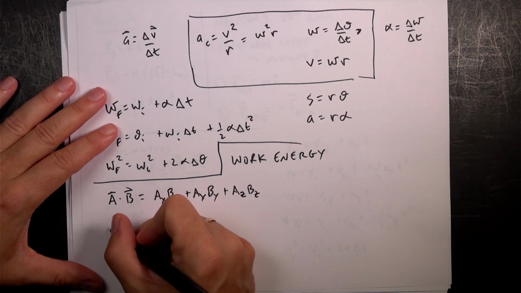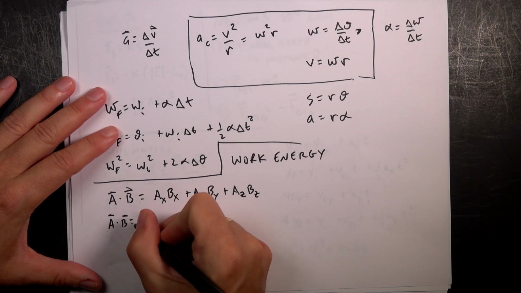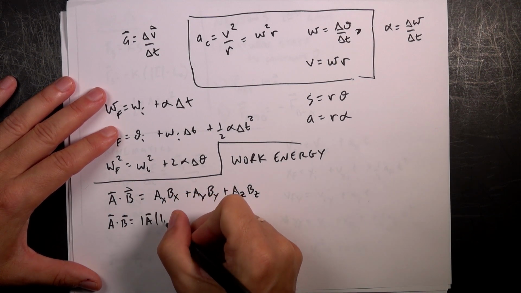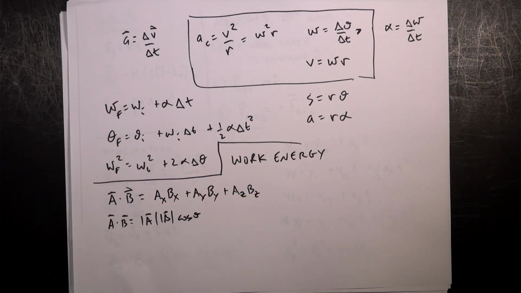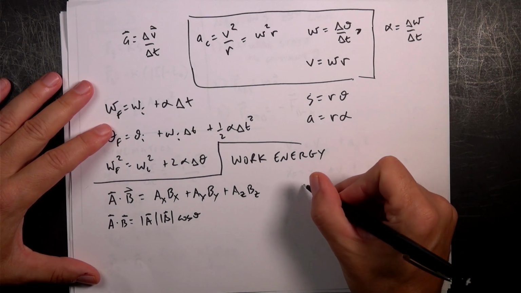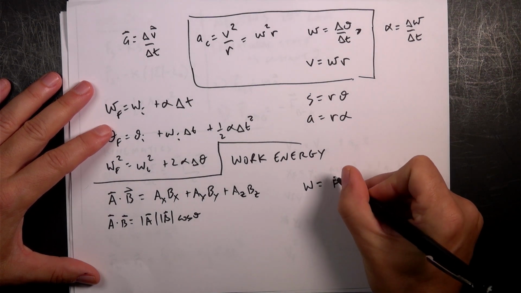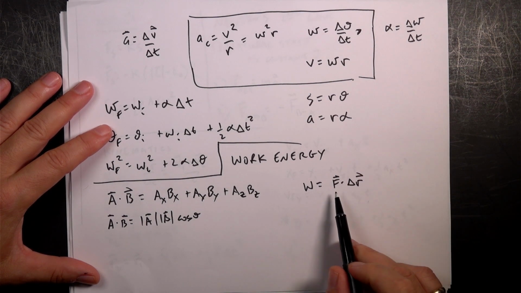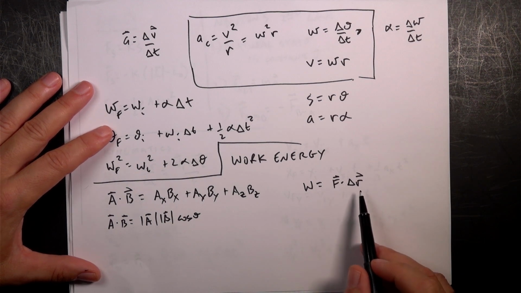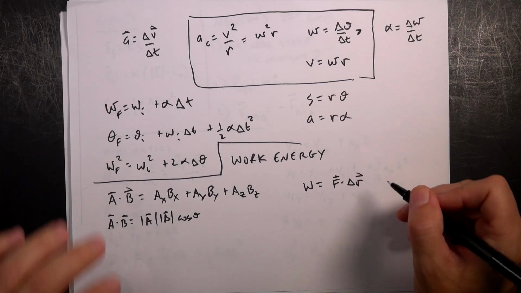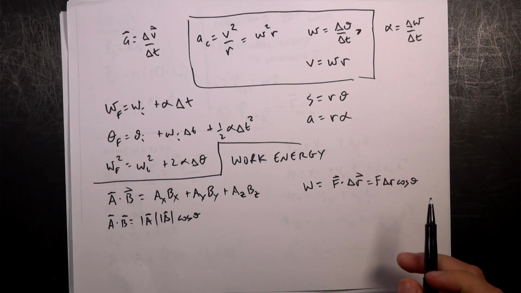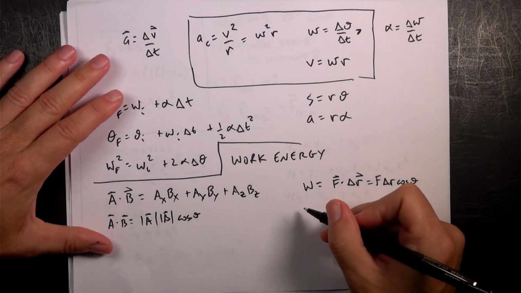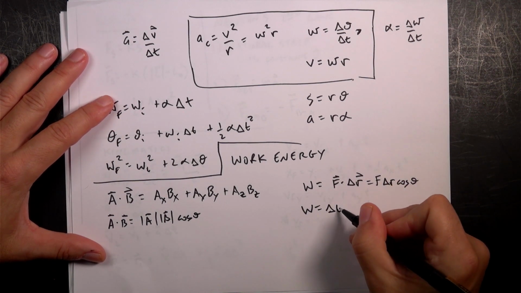You can also write this as A dot B equals the magnitude of A times the magnitude of B times cosine theta, where theta is the angle between A and B. And that's important for the definition of work. If you have a constant force, work equals F dot delta r, where F is the force applied, delta r is the displacement, and they don't have to be in the same direction. So you could write this as F delta r cosine theta, but it is a scalar value. And that gets to the work energy principle. Work is the change in energy.